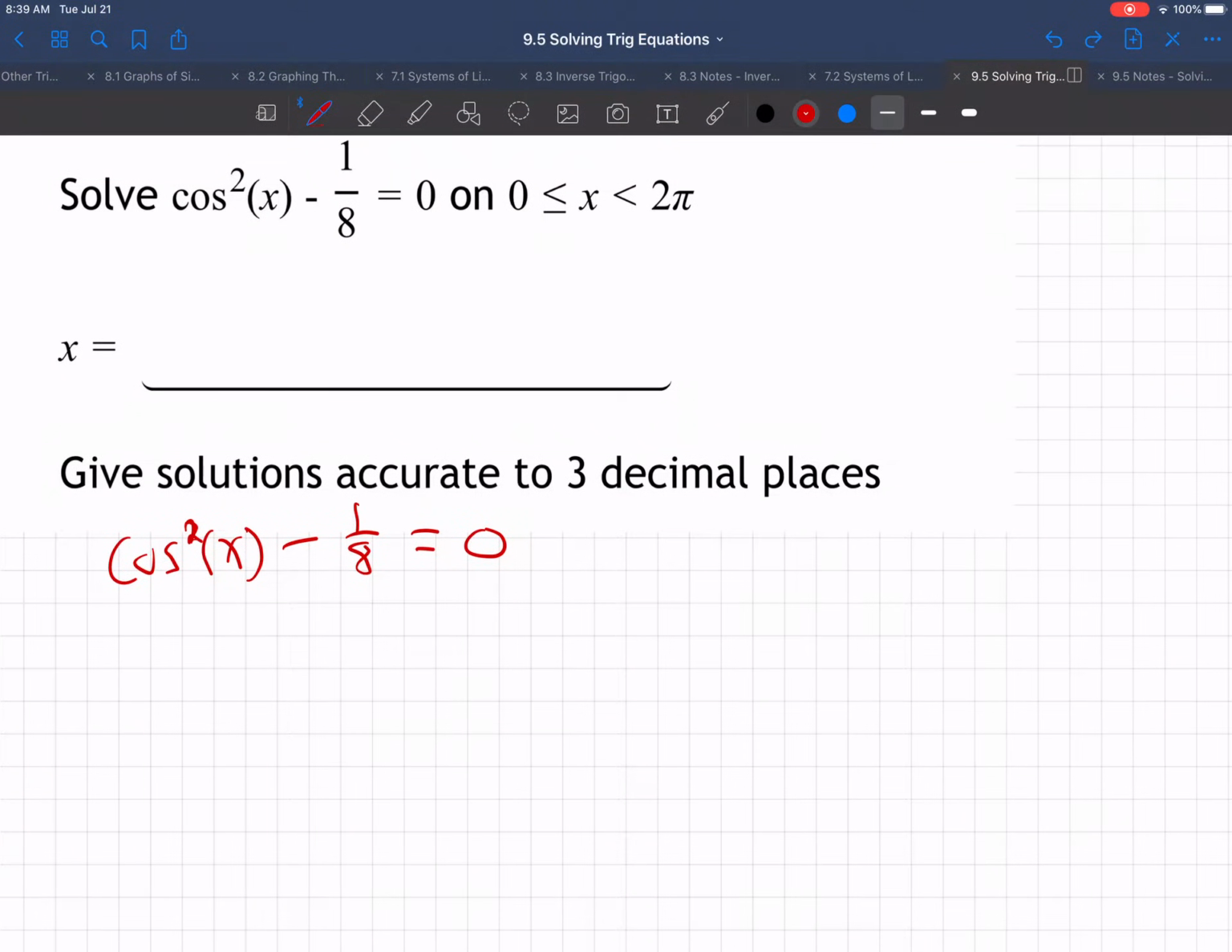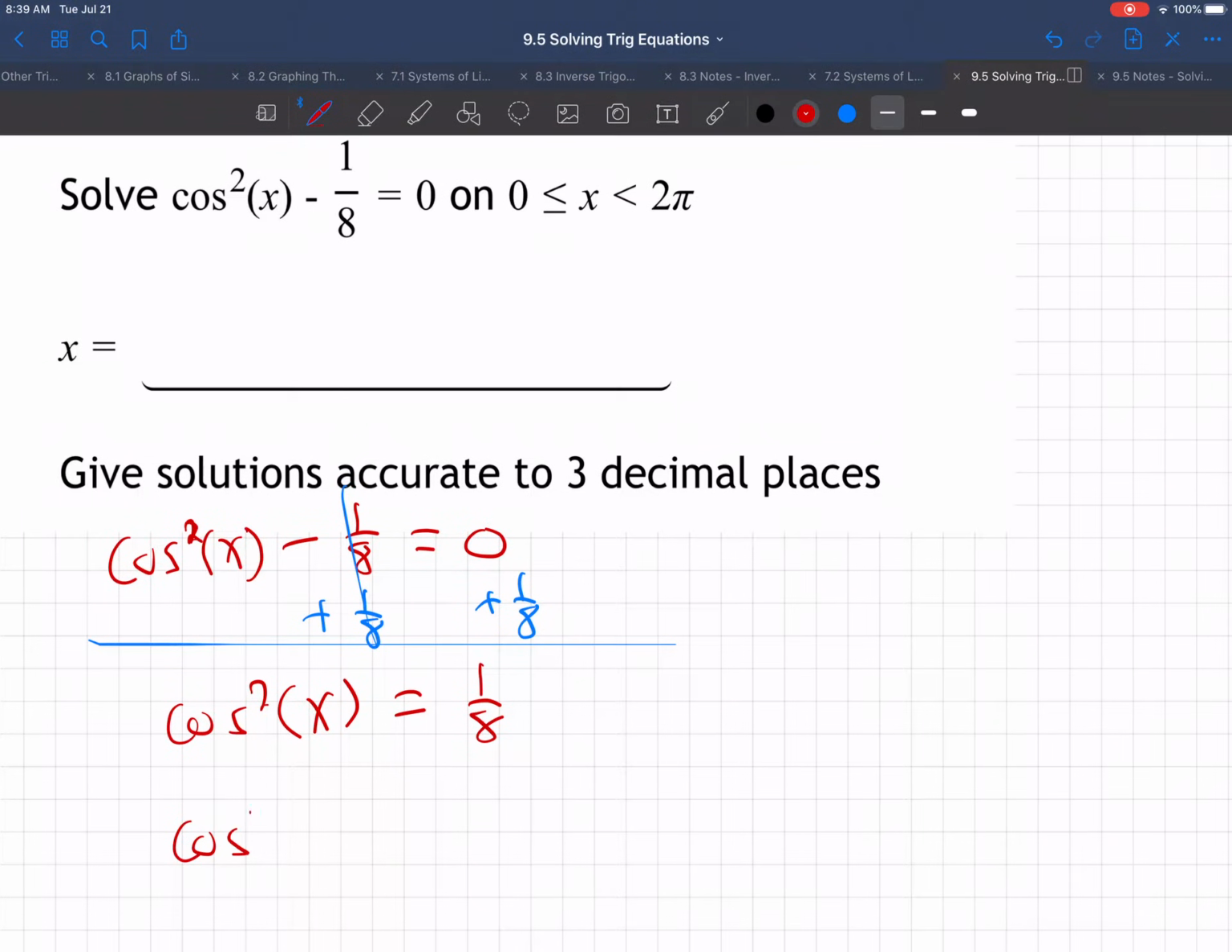So first step, let's add 1/8 to both sides. There we go. Cosine squared of x equals 1/8. And now, next step, let me bring it down here, is to do the root. And we're going to do root, and plus or minus.